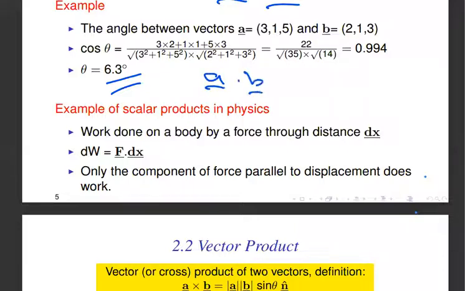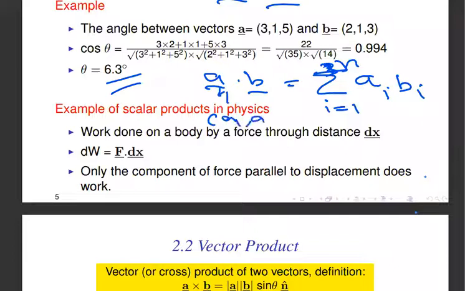A dot B is the summation of A_i B_i, with i running 1, 2, 3, or if you have an n-dimensional vector, 1 to n. That means A has n components, A1, A2.